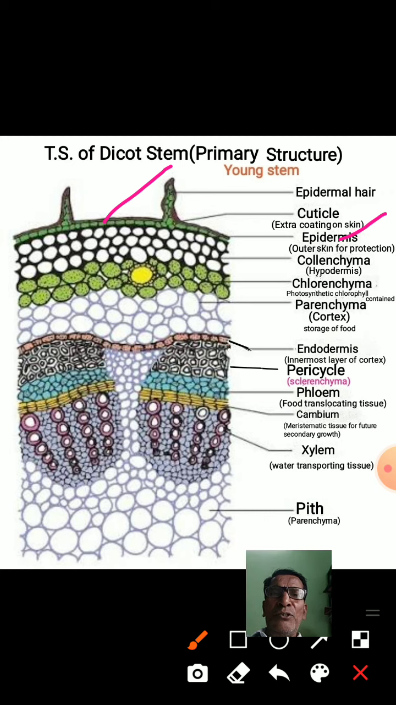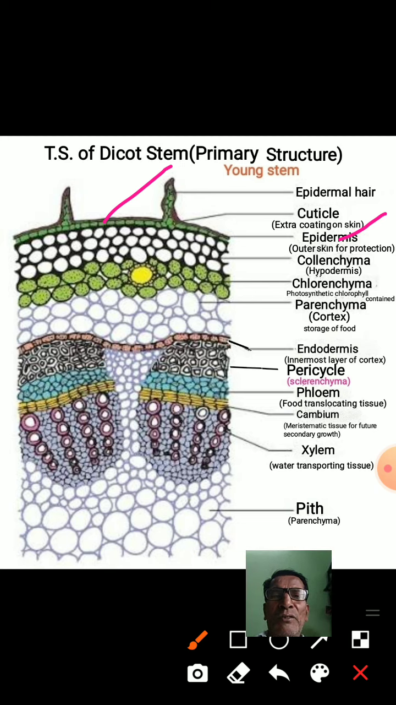This is the protective skin of the stem. Dermis means a skin, or a layer. Just as our skin protects our body, the stem also has a skin, the epidermis. Epi means outermost. The outermost skin of the stem is called epidermis.